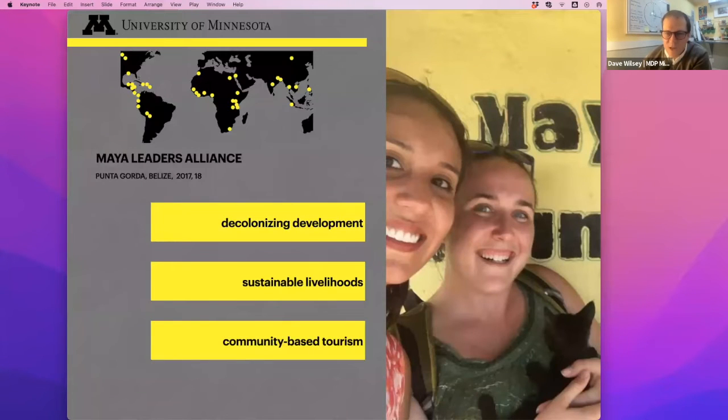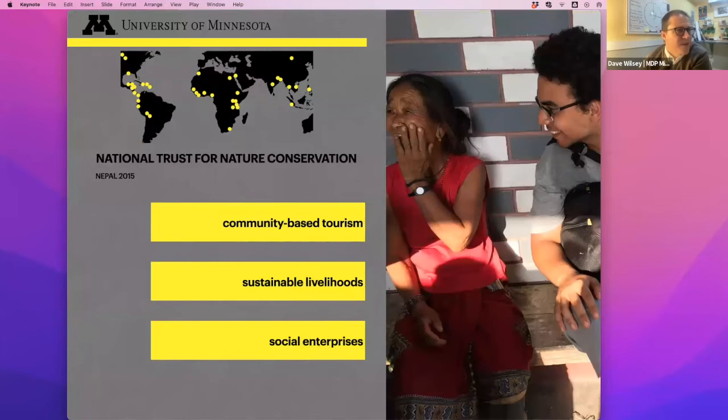We've had a pair of projects working with Maya leaders in southern Belize, which is next to Guatemala, thinking about how to decolonize development and reconceive what development work looks like in indigenous communities in the Americas. They're thinking primarily about sustainable livelihoods and Maya livelihoods and Maya economics and redefining what that means. And they're thinking about it through community-based tourism. So we've been fortunate to work with Maya leaders in that area for a couple of years and hopefully make some good impact in the Maya forest. And then I'm going to let Elmo tell you about this next project.